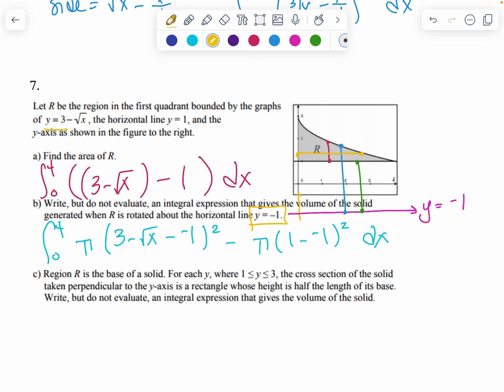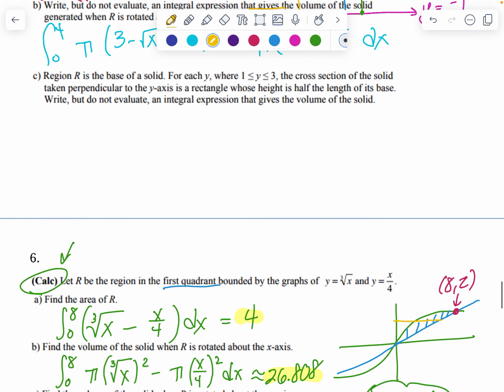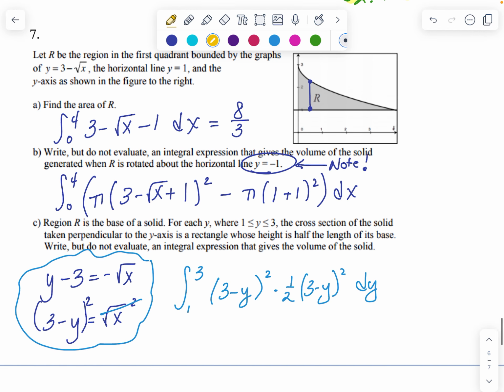okay? So if you take this equation, I'm actually going to scroll down. If you take that equation and you isolate the other variable, okay, you're going to get x equals the quantity 3 minus y squared. So this is one dimension of the rectangle. The other dimension of the rectangles is half of that. And then why do you think we have 1 and 3 as the bounds? You genius, of course, because this is dy, so we need y bounds. Okay, so that's the whole shebang here.